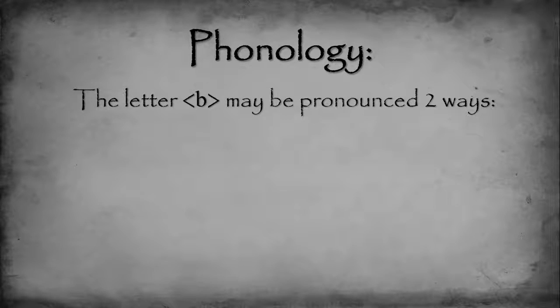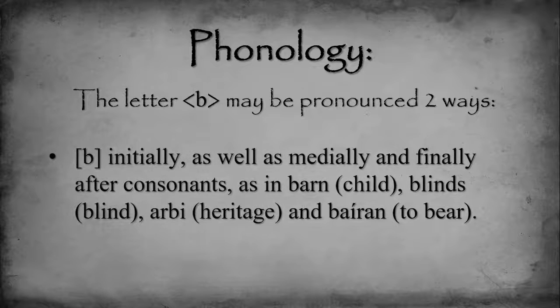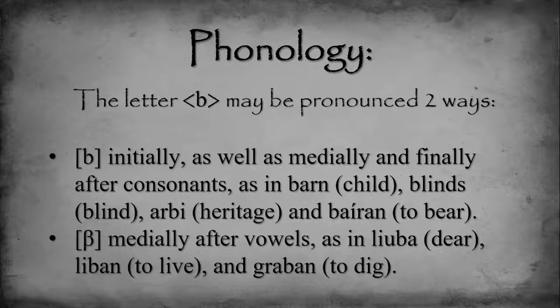The letter B may be pronounced two ways. As B initially as well as medially and finally after consonants, as in barn, meaning child, blinds, meaning blind, arbi, meaning heritage, and bairan, meaning to bear. And as the voiced labial fricative v immediately after vowels, as in liuba, meaning dear, liban, meaning to live, and graban, meaning to dig.